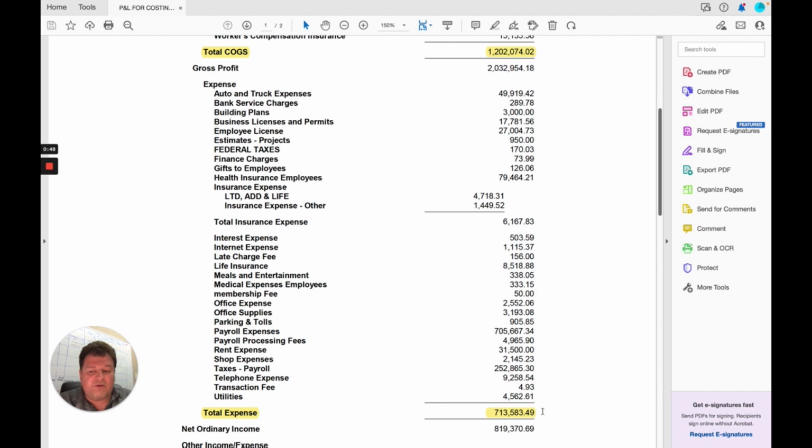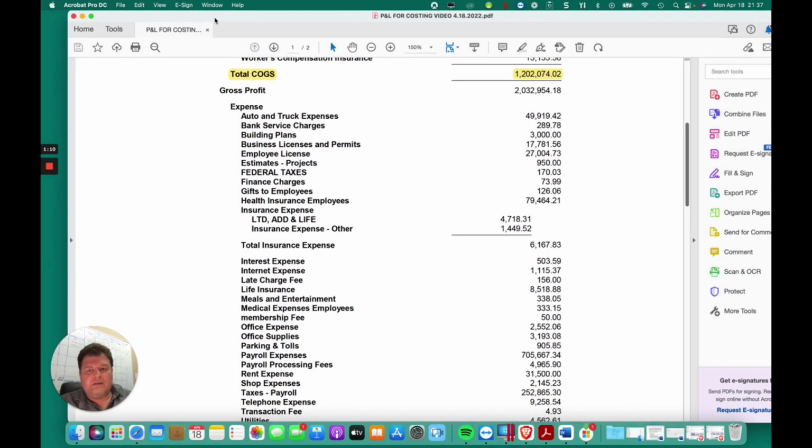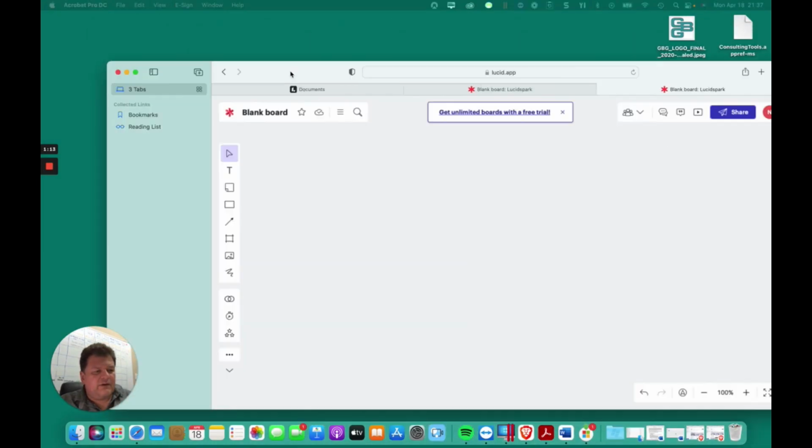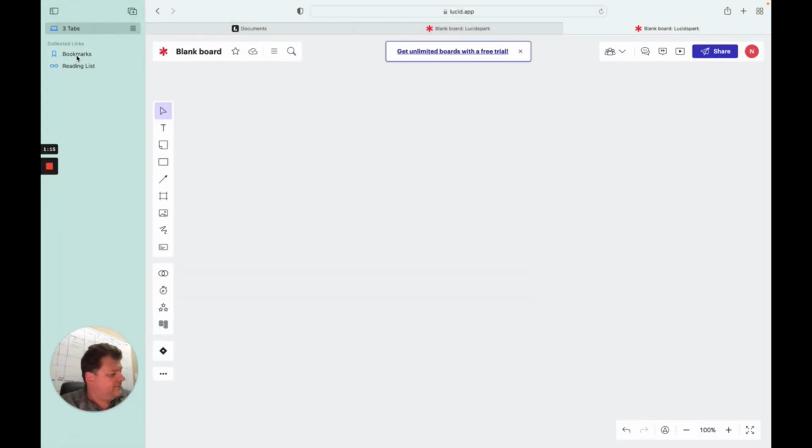So you do the same thing off your P&L, off your income statement, and you're going to divide your total overhead by your total cost of goods sold, and that's going to be your overhead multiplier. We're going to need that multiplier when we're calculating the break-even price of our product or service, and this is for any product or service. Okay, so let's move that out of the way, and we're going to put the whiteboard back, and we're going to first figure out our overhead.